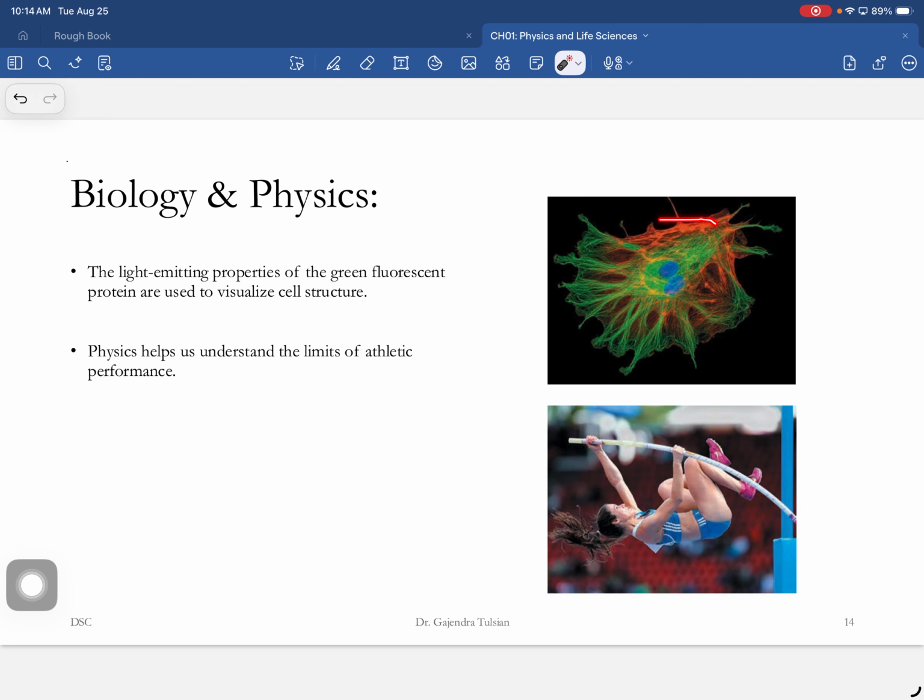So here's stuff inside a cell, and they're taking pictures. How do you see through a cell? Okay, or how do you see through anything? They can put these green fluorescent proteins inside your skull, inside your brain, and take pictures. How do you do that?